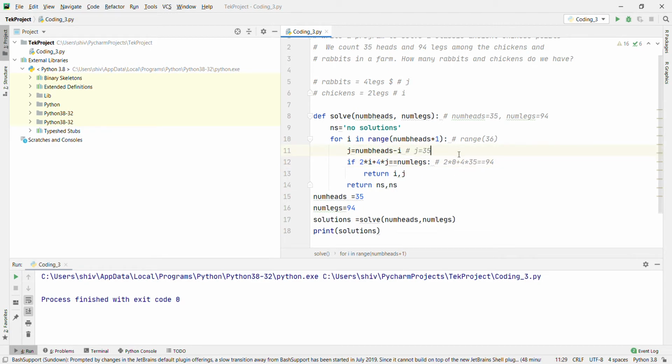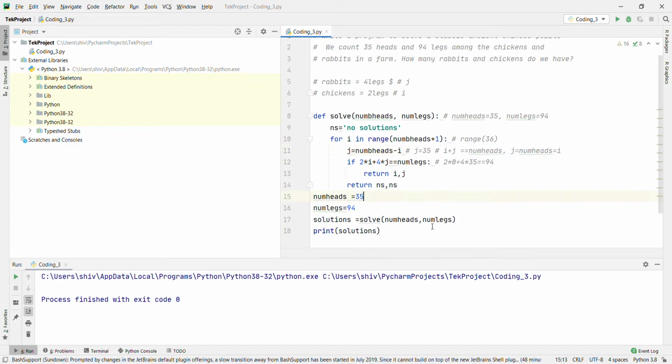You can think of it another way: i plus j equals the number of heads. Because we have 35 heads, the chickens and rabbits count should be 35. That's the condition we are going to put here. That's why j equals the number of heads minus i. I think you understood that.